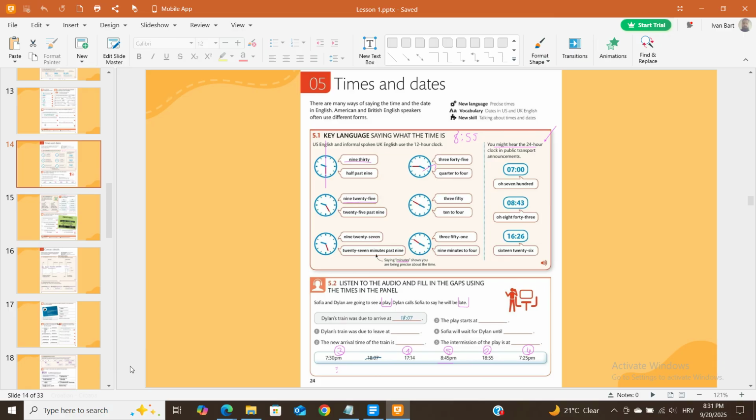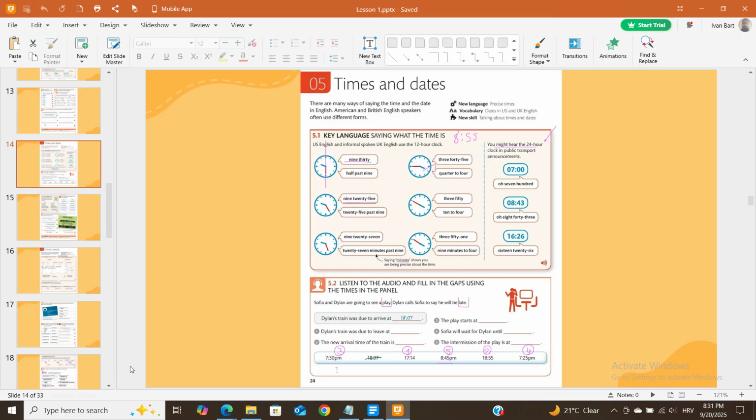Vocabulary: dates in US and UK English. New skill: talking about times and dates. 8:55. 3:45. You might hear the 24-hour clock in public transport announcements.